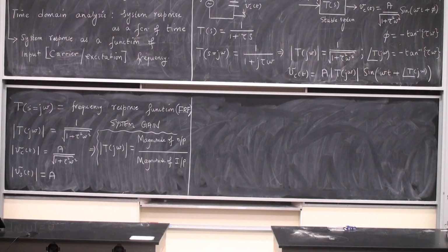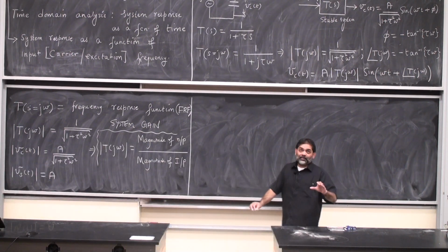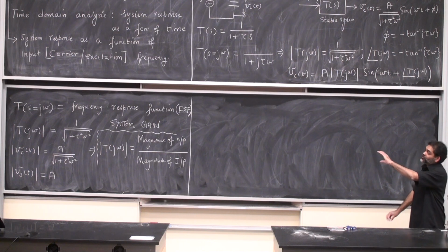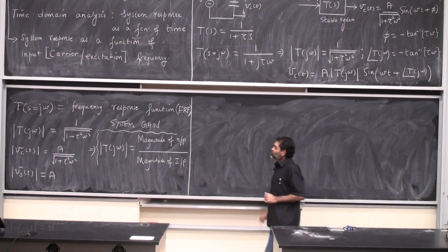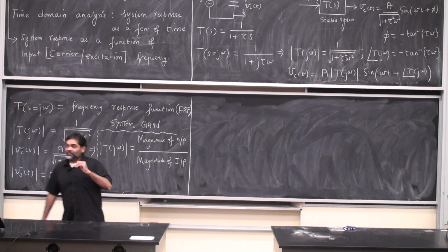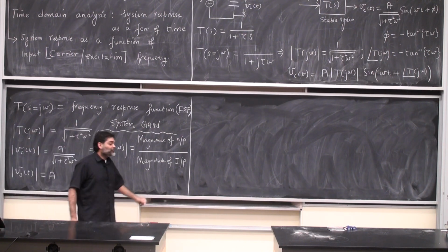So whenever somebody says system gain, it is the magnitude of the output over the magnitude of the input, and this consequentially is also the magnitude of the frequency response function. Make sense to everybody? We are going to revisit this term gain many times because you're going to see different types of gains when you go to control systems.